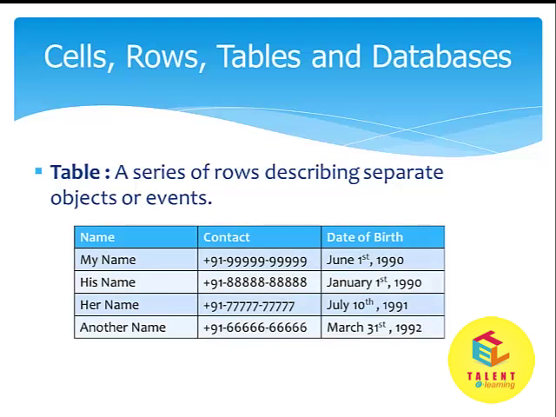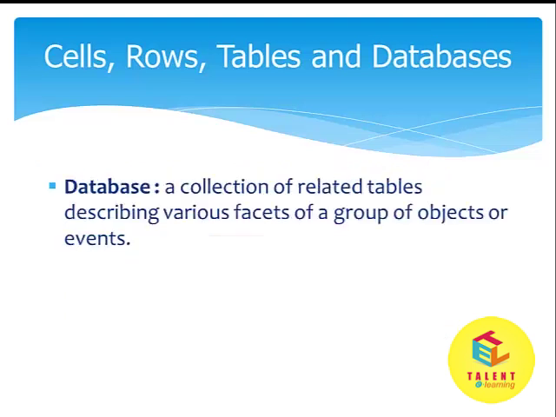Here you can see an example of table. We have name, contact and date of birth. You can see in the first row, my name is the name for a particular object, contact of that particular object and date of birth of that particular object. The information in first row is separate from the information in the second row.